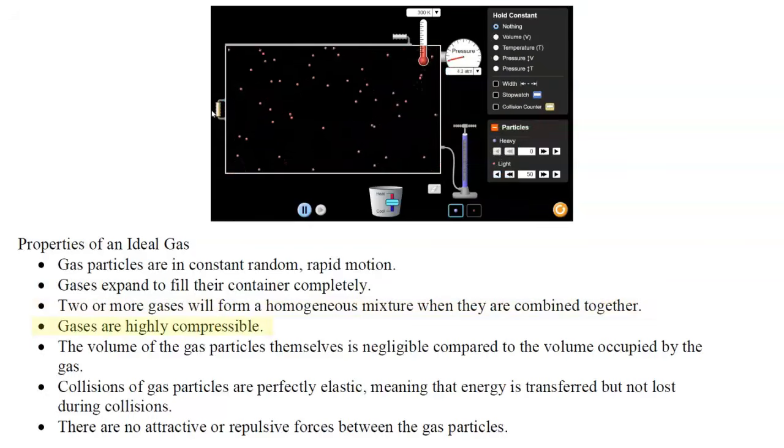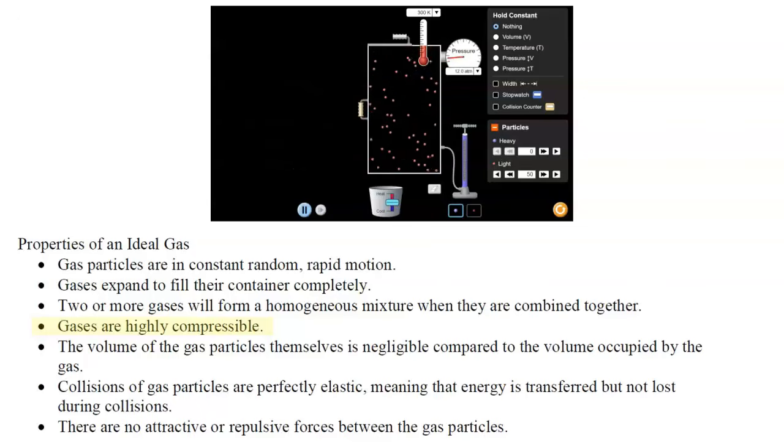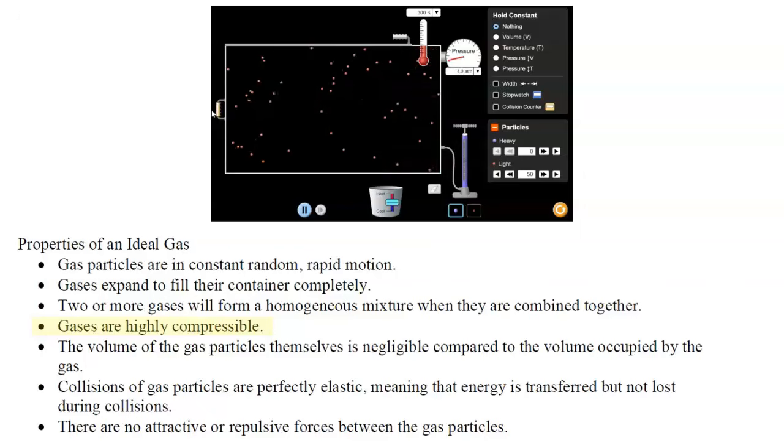Gases are highly compressible, and you can see in this video clip that the volume of the gas sample can be reduced dramatically, and that's because there's lots of empty space in between the gas particles.